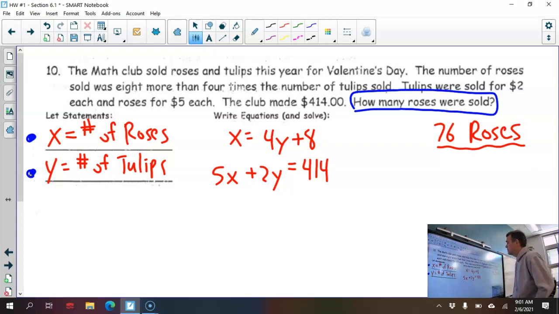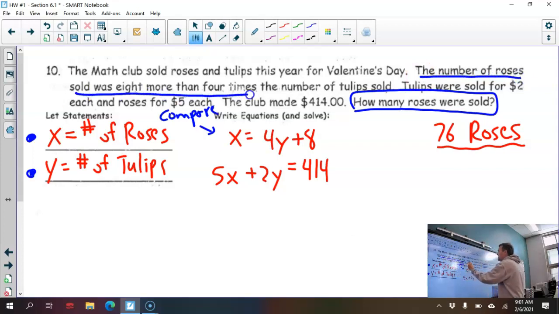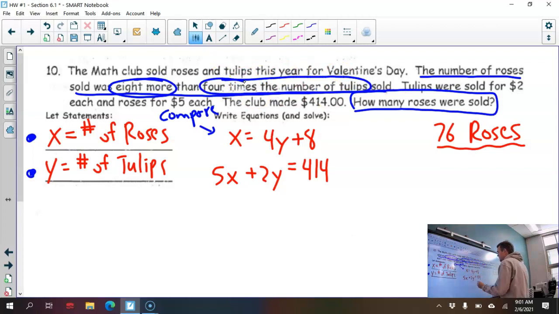Now, this one has a different type of equation in it. In the notes, I call this equation the compare equation, where they compare the two amounts. And up here, they compared them. The number of roses sold was 8 more than 4 times the number of tulips. So I took the number of roses, that's x, and I know that is equal to 8 more. I added 8 to 4 times the number of tulips. So roses equals 4 times tulips plus 8.